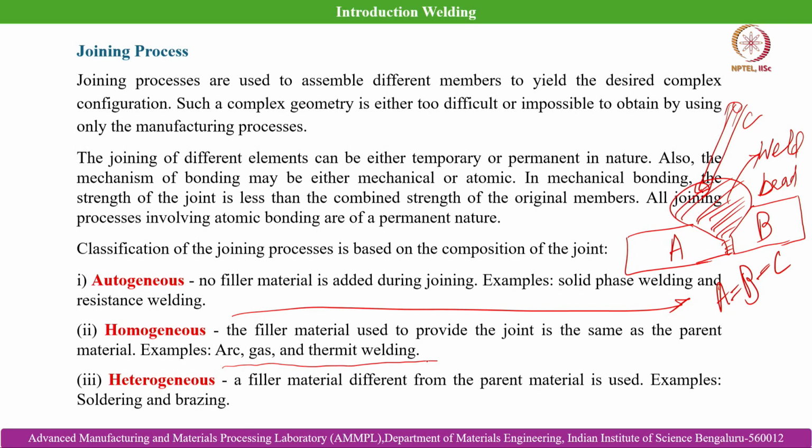And what is called heterogeneous welding? When the filler material C is not equal in composition with the parent metal, that is A or B. That means A is equal to B, not equal to C. So this is the case of heterogeneous welding, with filler material different from the parent material. The examples are soldering and brazing. We will learn about these welding processes in detail later on.